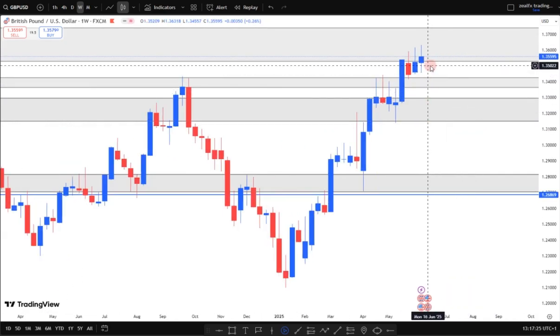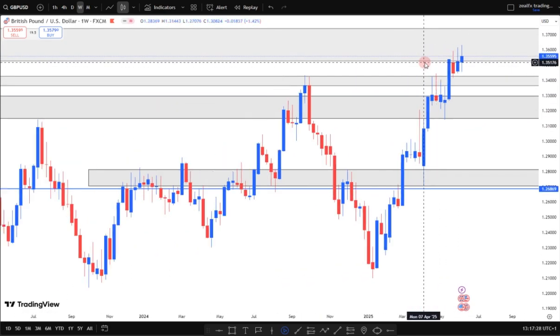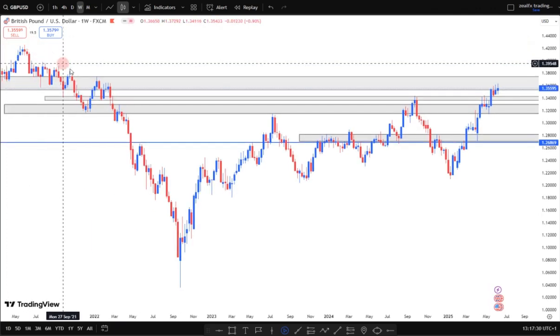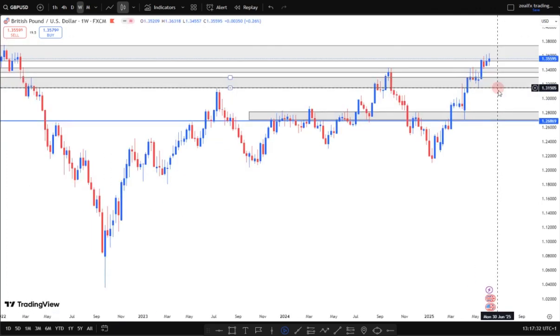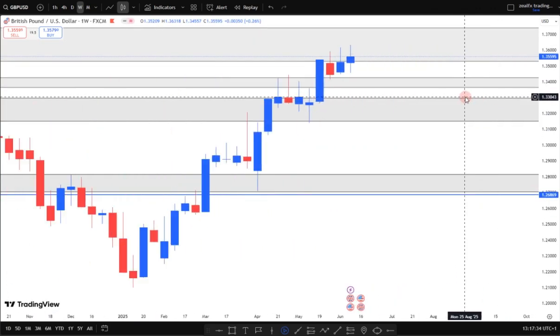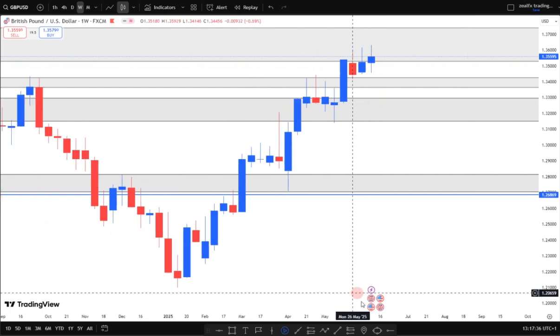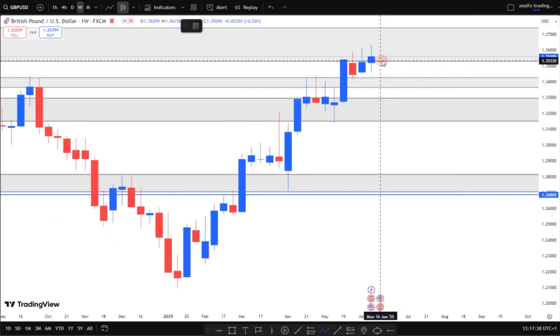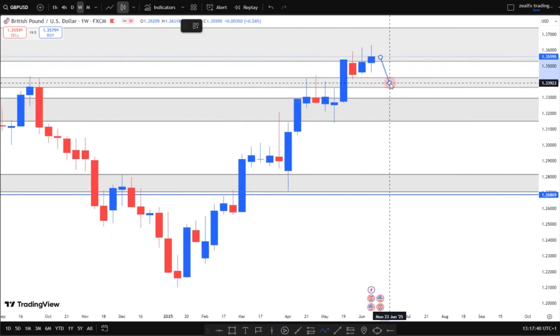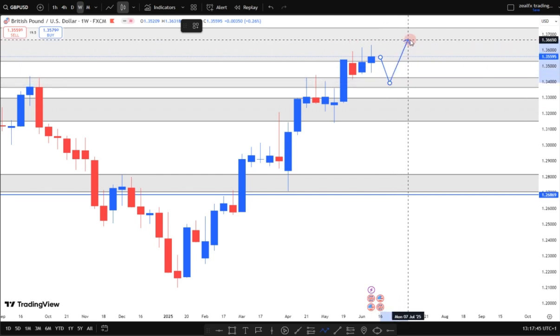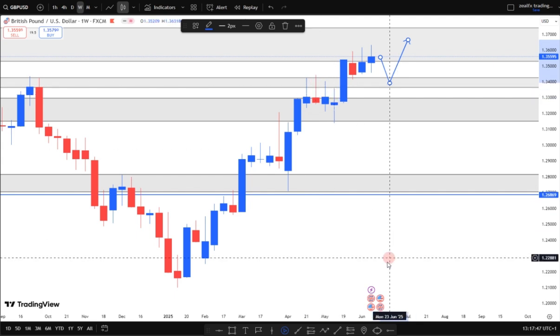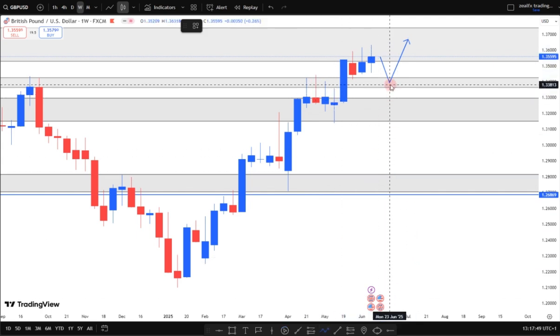Price retested last week and failed to close above it. This week price also retested that same level again and also failed to close above this particular level. So what we expect this week, we expect price to move back to this next support level. If price fails to close below this support level, we expect price to resume up. Then if price closes below this level, we expect price to resume downtrend movement.